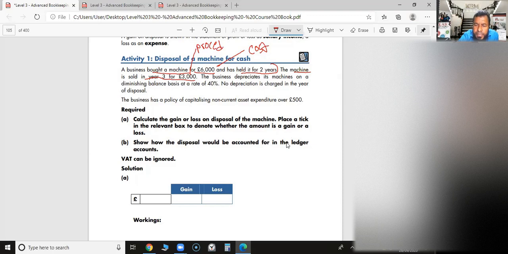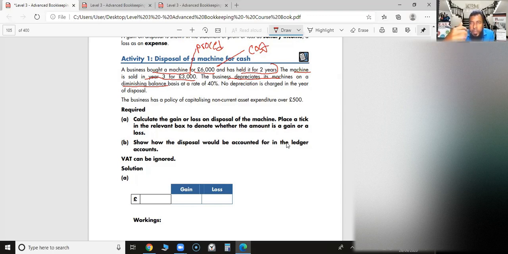Now, depreciation. The business depreciates the machine on a diminishing balance. Quick quiz, let's see who gives me the right answer. Diminishing balance. Do you charge depreciation on cost or carrying amount? I got answers from Abdulaziz, Sarika, Oksana, Xavier, Archran, and all of you are right. Carrying amount. Thank you.